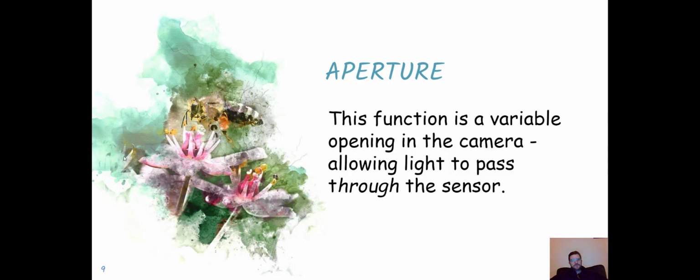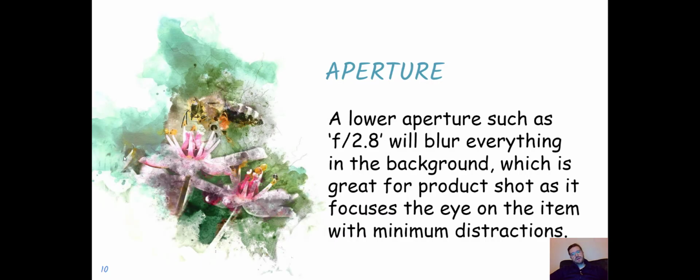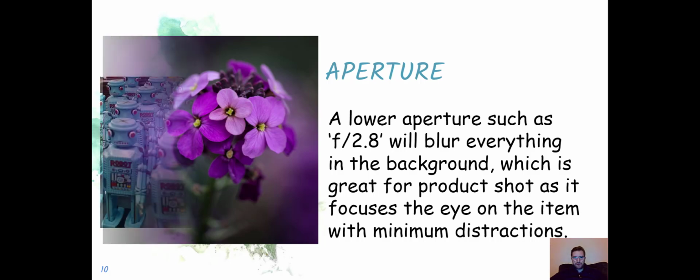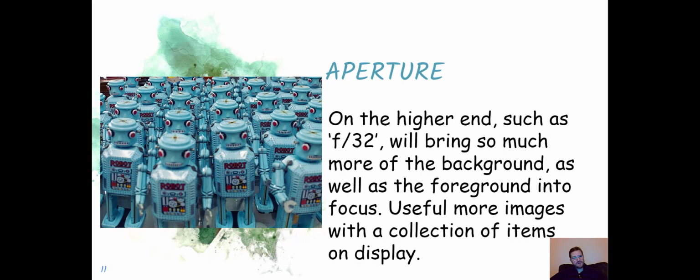So now onto the aperture. This function is a variable opening in the camera, allowing light to pass through the sensor. So a lower aperture, such as an f2.8, will blur the background out, which is actually a great thing to do for product shots because you really get the focus in. As you can see here, the bouquet is really in focus with the background blurred out, really focusing your eye in on what you want the customer to buy.